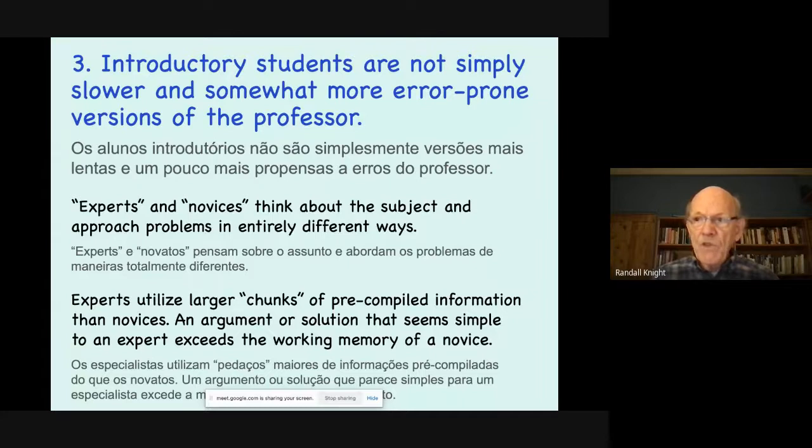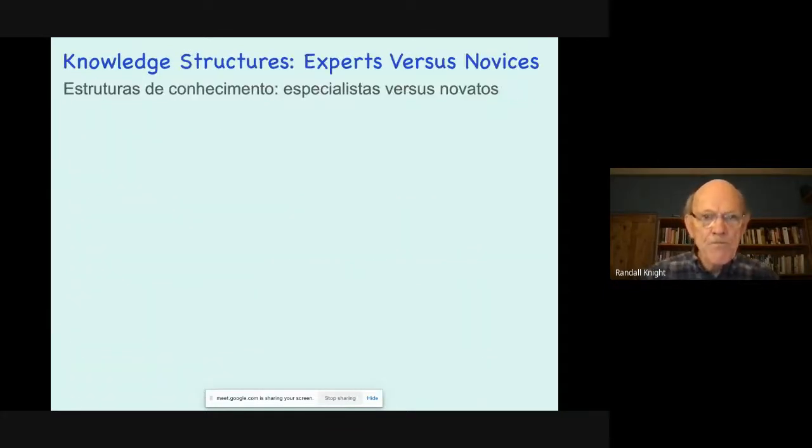And it's important to recognize and remember that when you're trying to solve sample problems and help beginners learn problem solving, they're thinking about the problem very differently than you are. And you need to get yourself back into kind of a novice way of thinking about things.